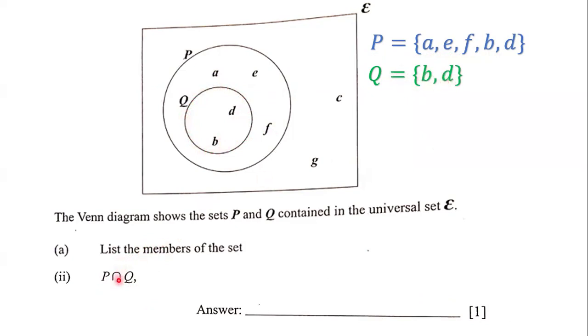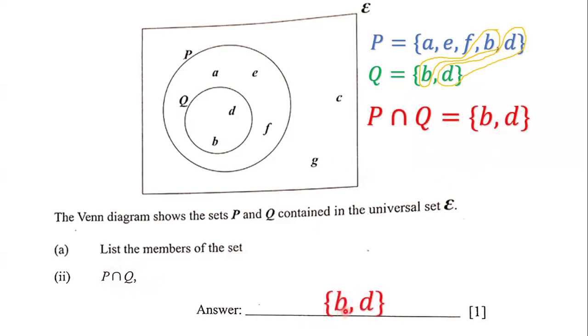But we want the intersection of P and Q. And the intersection is going to be all of the common elements, the elements that are in both P and Q, which is going to be B, right? B is one, and D is the other. And so the elements of the set P intersect Q are B and D. All right, so these are the elements B and D. And that's the answer for this one.